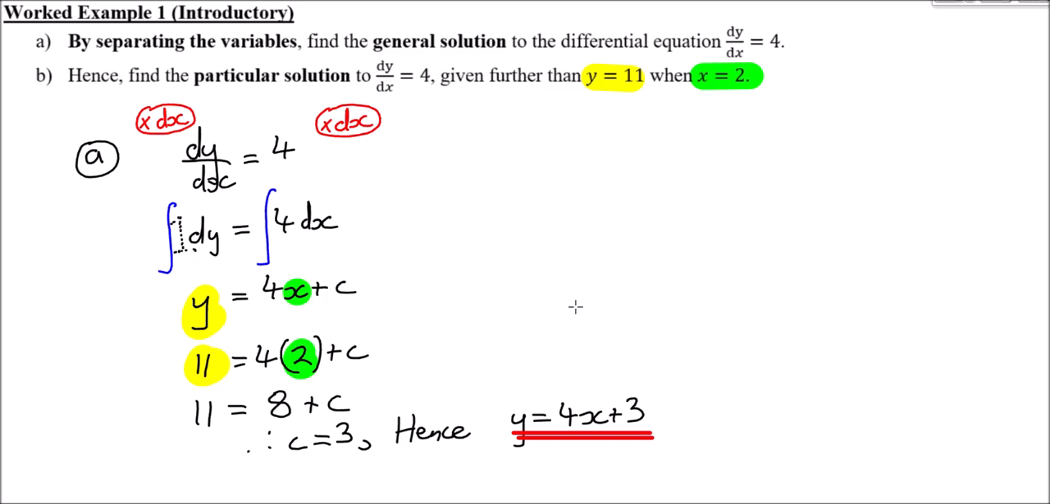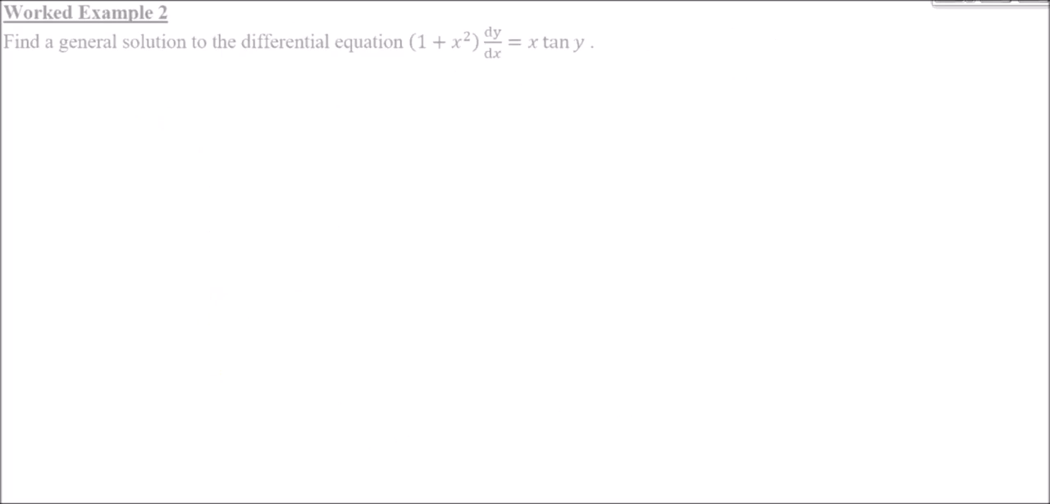So now hopefully we've got the idea what we're doing. Let's have a look at a proper meaty one, if you like, worked example number 2. We need to find a general solution to this differential equation, 1 plus x squared lots of dy by dx equals x tan y. So like I said earlier, we need to have all the x stuff together on one side, all the y stuff together on the other.